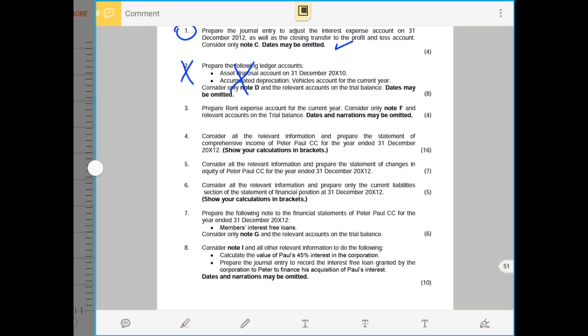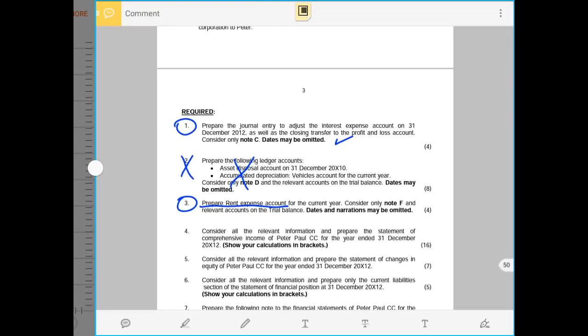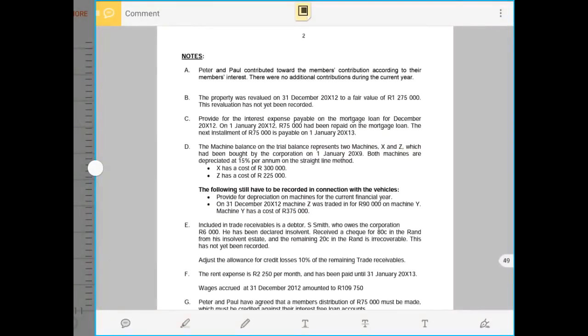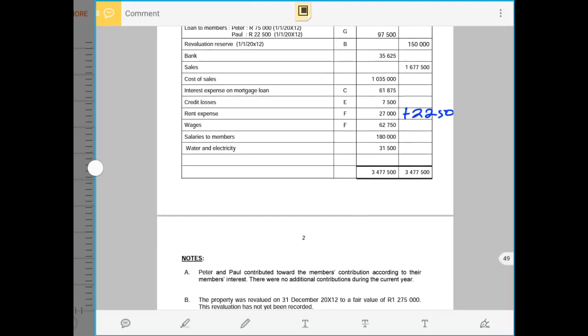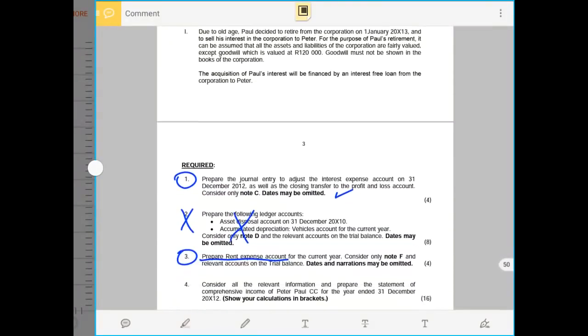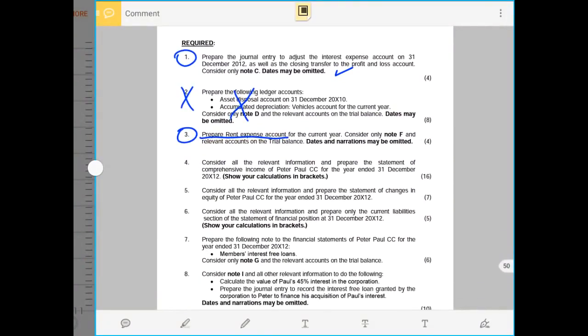Then we have requirement number 3, where we are required to prepare the rent expense account. This is always important to know how to prepare a ledger account for an expense where, more especially, there was a prepaid expense by the beginning of the year. If you remember here, there was a prepaid rent expense of 2,250 that I said needs to be added under the rent expense for the current year, 2,250. Remember, that will be in the form of a reversal. So now make sure that you understand how to do a ledger account where there's an opening prepaid expense.